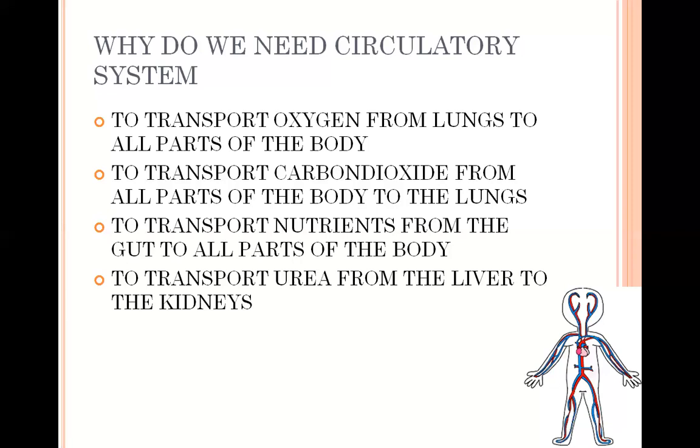Without the presence of the circulatory system, more specifically blood, the carbon dioxide that is being produced all the time in your cells cannot get out of the body, since the carbon dioxide has to reach the lungs to get out of the body. And what makes the carbon dioxide go to the lungs? It's the circulatory system. Third point, to transport nutrients from the gut to all parts of the body.